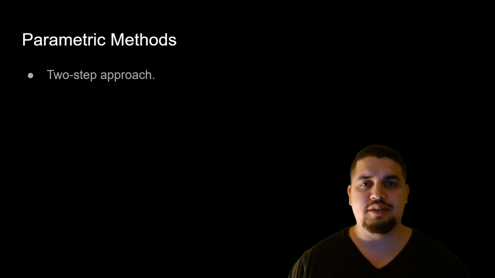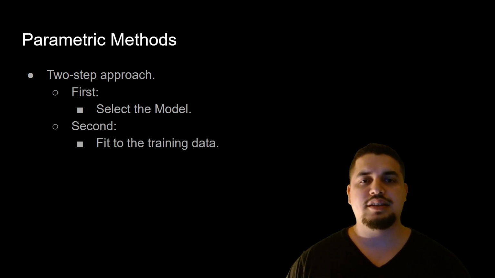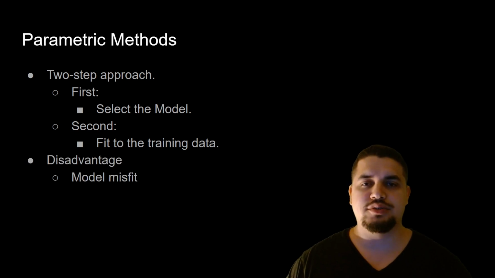Parametric methods involve a two-step model-based approach. The first step is an assumption about the functional form or shape of the model. In other words, selecting the model. The second step is fitting the model to the training data. You can use the least squares method to simplify the estimation of f. A disadvantage of the model chosen is that it might not accurately reflect true f. This may lead to model misfit.